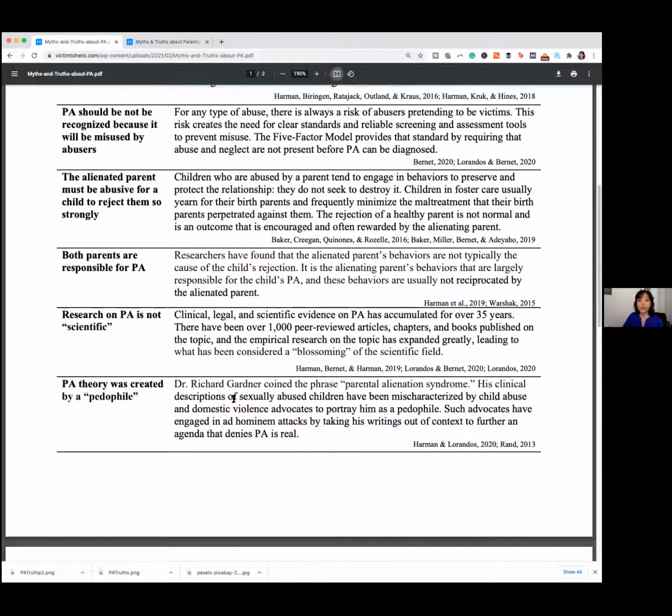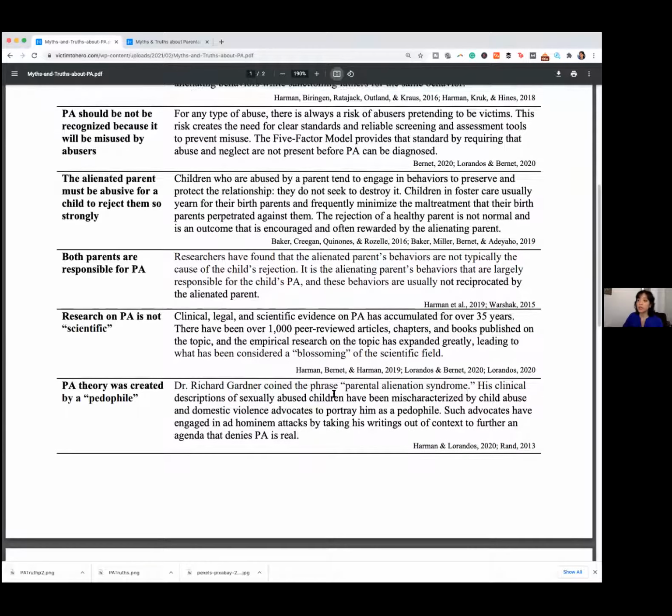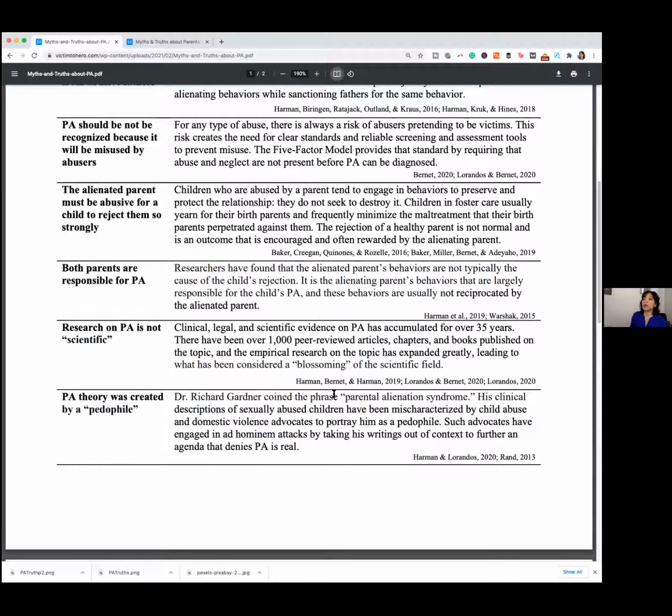Okay, and then the last point on this sheet, and it's absolutely not the last myth out there, not the last piece of misinformation out there, but we wanted to just create a highlight level point. Okay, this point said parental alienation theory was created by a pedophile. Some of you may have heard this. Dr. Richard Gardner coined the phrase parental alienation syndrome. His clinical description of sexually abused children has been mischaracterized by child abuse and domestic violence advocates to portray him as a pedophile. It's not true that he was a pedophile.